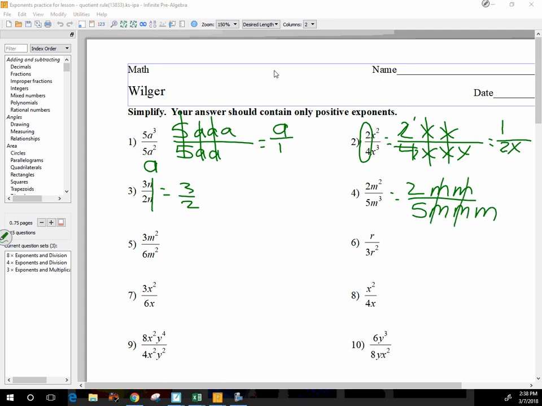Two of those m's are going to cancel out. You're going to be left with 2 over 5m. On number 5, it's really easy to see this. I'm not going to write a lot of this out because I have identical m squared here over m squared here. Okay? So what I'm going to do, instead of writing them and then crossing them out, since they are exactly the same, cross them out first, and now I'm left with 3 over 6. We all know we can reduce that.